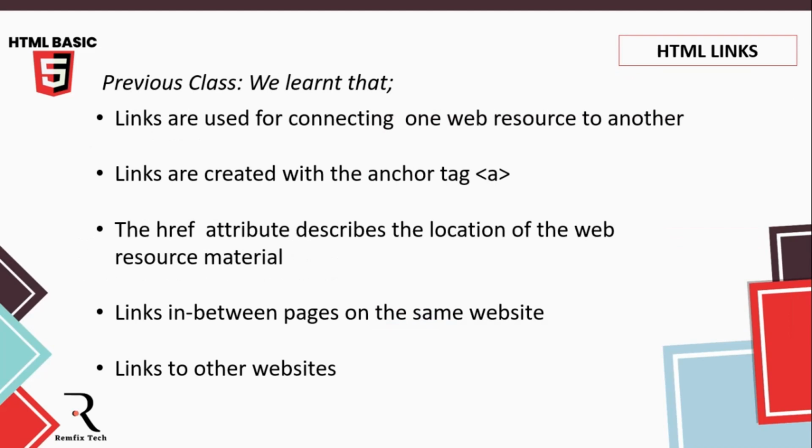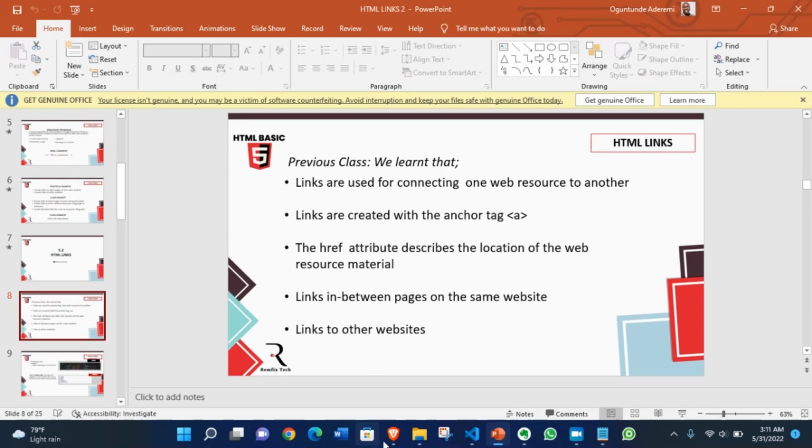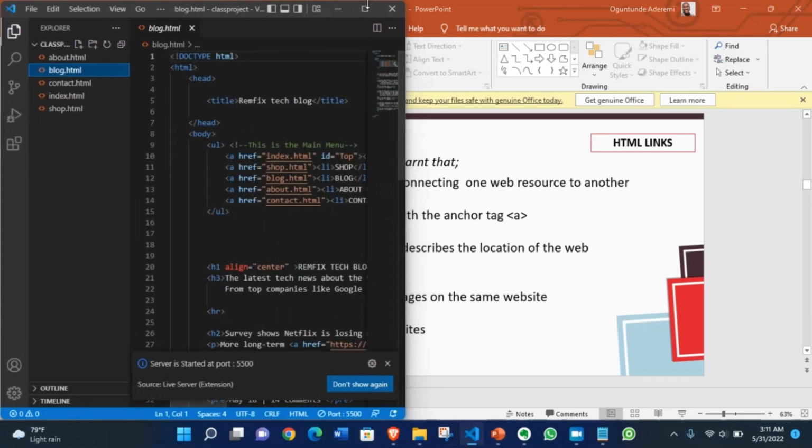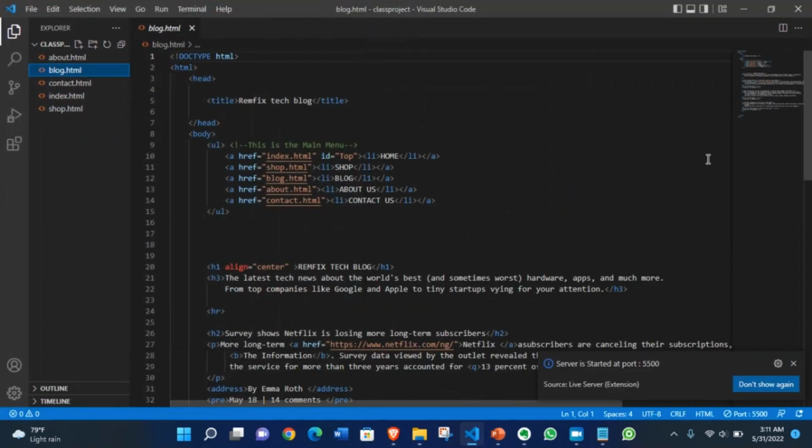Alright, so today, before we go further, in the previous class we gave you a class project to create a post in your link. So I will try to do that now. I'll open my Visual Studio Code now. Before we go further, there's a setting I want us to apply in our Visual Studio Code.